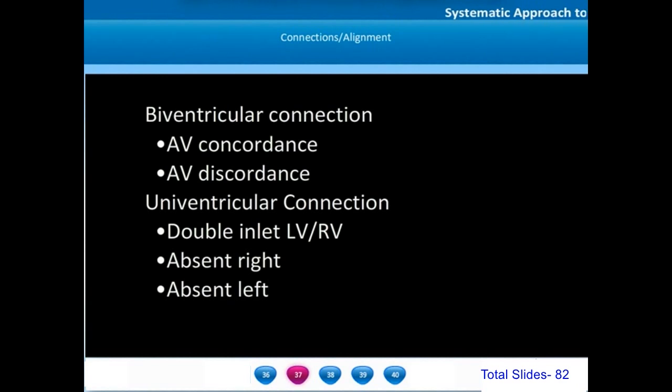All these things will form the group of biventricular atrioventricular connections. There will be a small proportion of hearts which will have a univentricular connection. It can either be a double inlet left ventricle or right ventricle. It may be an absent right atrioventricular valve or an absent left atrioventricular valve.